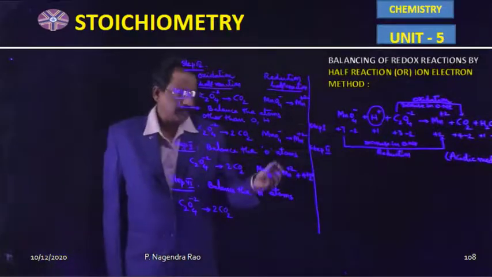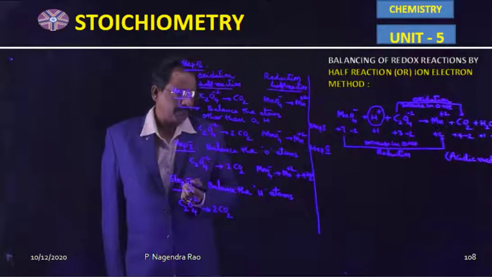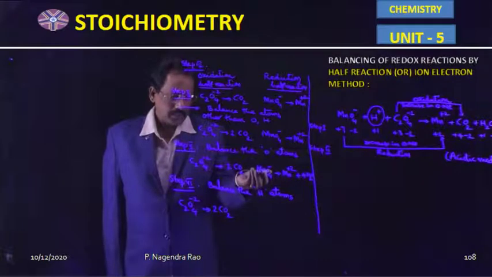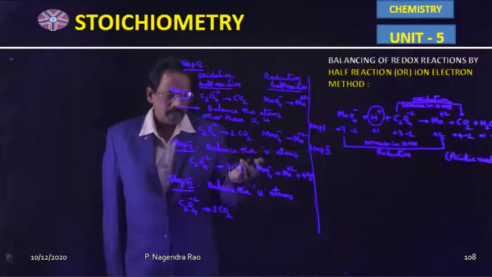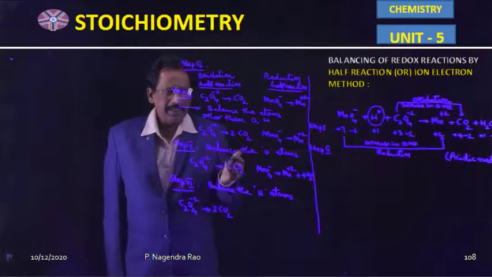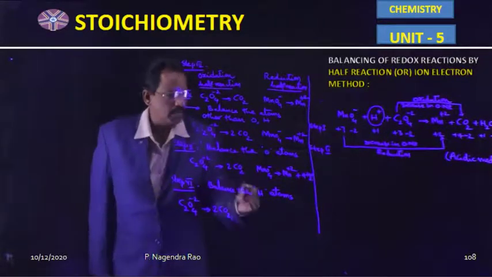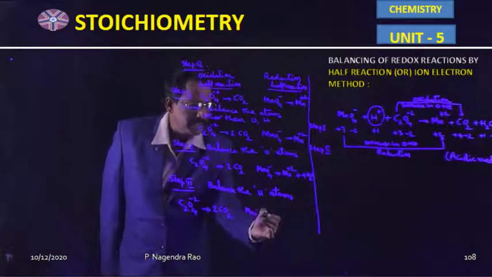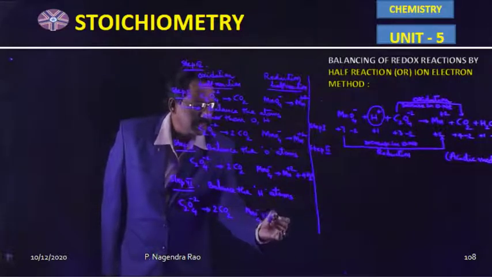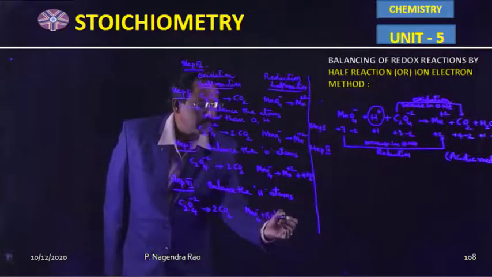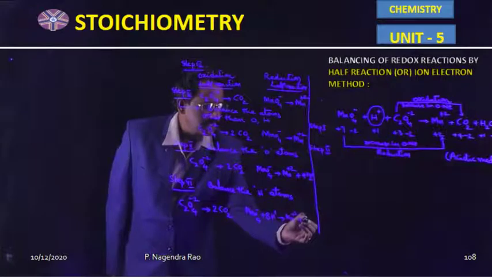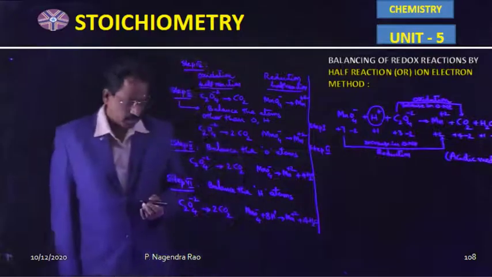But here in the reduction half reaction, there are 8 hydrogens in the product side. Here there is no hydrogen. So on the left hand side, add 8 H plus ions according to the rule. So MnO4 minus plus 8H plus gives rise to Mn plus 2 plus 4H2O.